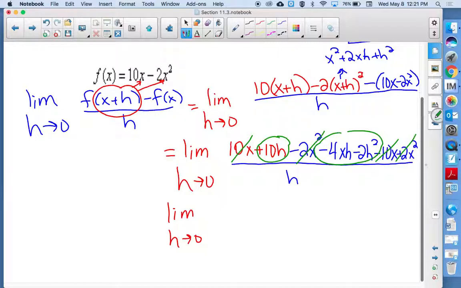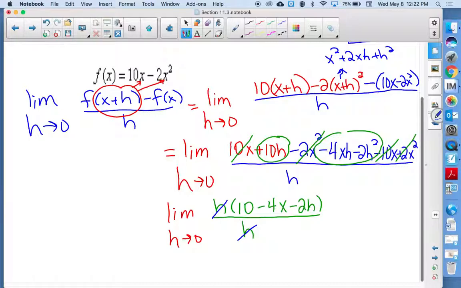And right now, we can't evaluate the limit because it makes the denominator 0. But if we factor out that h, that gives us a 10, a minus 4x, and a minus 2h. Now we get those h's to cancel, and we can finally evaluate the limit. So at the beginning of the year, our answer would have been 10 minus 4x minus 2h.